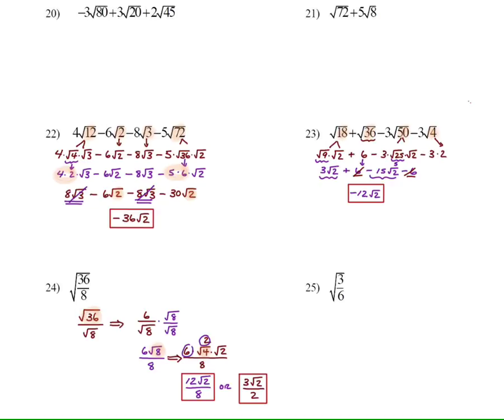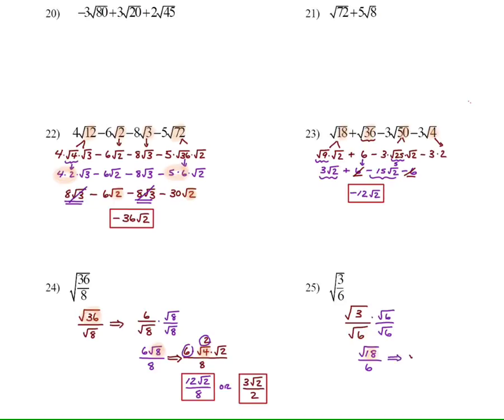And then the last one here, number 25, first thing I'm going to do is split it into two fractions, square root of 3 over the square root of 6. And then neither of those radicals simplify at all, so I'm actually just going to multiply by the radical in the denominator to rationalize. So I end up with root 18 over 6, because root 6 times root 6 is root 36, which is 6.